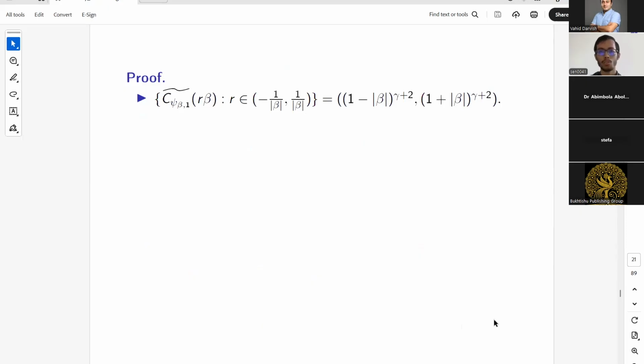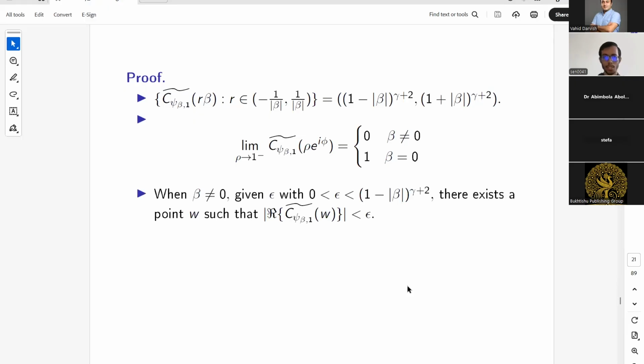And therefore, for this collection of Z, that is for r beta, we get the Berezin range is contained in this interval, (1 minus mod beta) to the power gamma plus 2 to (1 plus mod beta) to the power gamma plus 2, and this does not contain the origin. And now we calculate the limit of the Berezin transform: if beta not equal to 0, the limit equal to 0, and if beta equal to 0, the limit equal to 1.